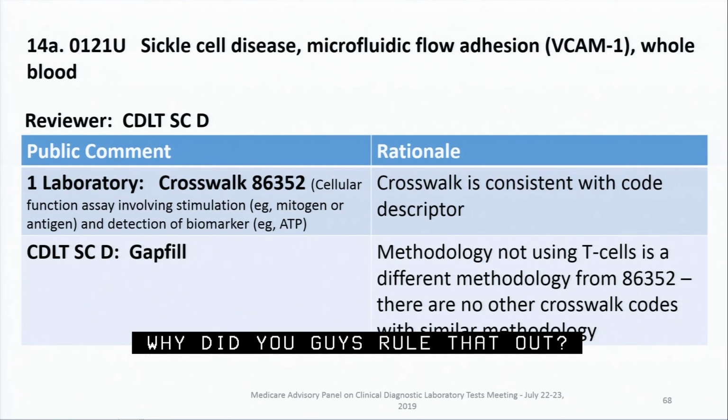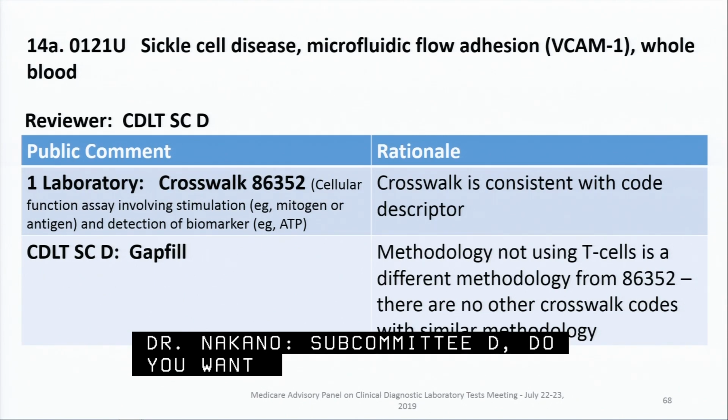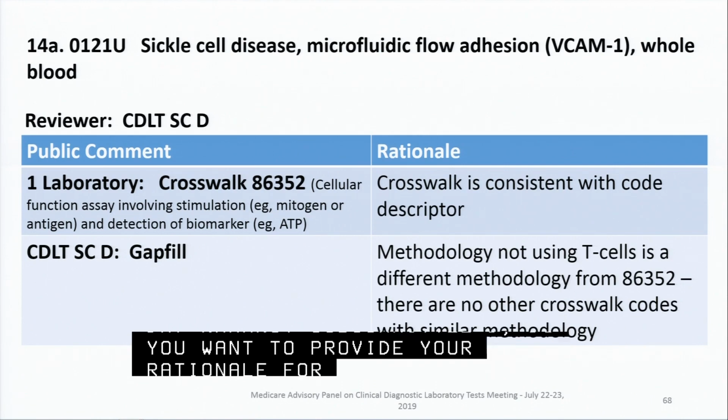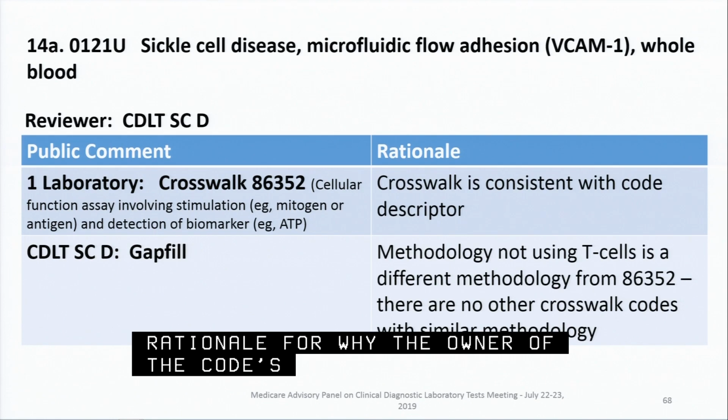Subcommittee D, do you want to provide your rationale for why the owner of the code's crosswalk of 86352 was not felt to be appropriate and gap fill was felt to be more appropriate?